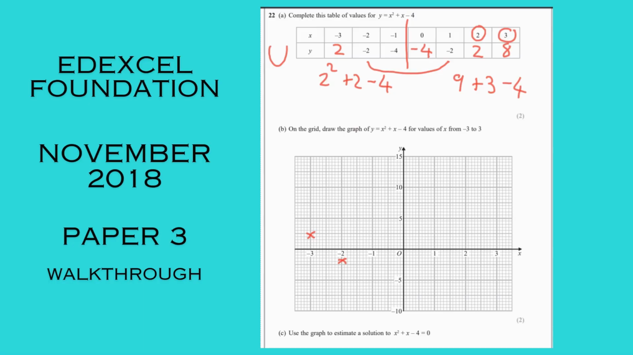-2, 1 goes down to -4. -4 again. Up to -2. Here's where symmetry helps. Up to 2 and up to 8. This is where again I make a right mess of it.